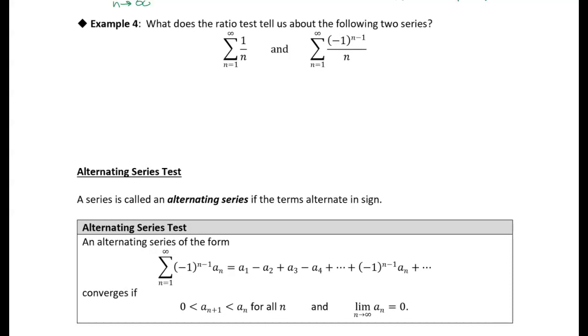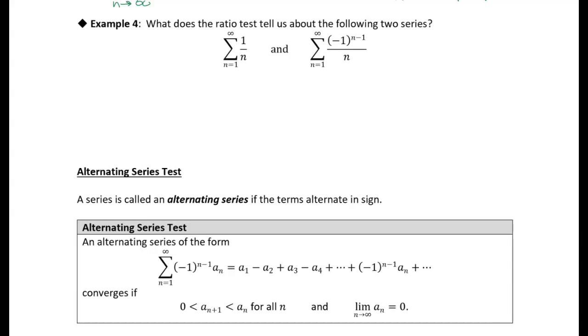All right, let's look at a couple other series using the ratio test. So we're just asked to find what does the ratio test tell us about these two different series. Now we already should recognize the first series, the summation from 1 to infinity of 1 over n. That's just our harmonic series, and we know that diverges.